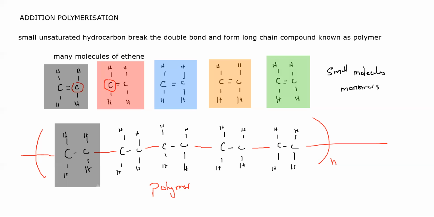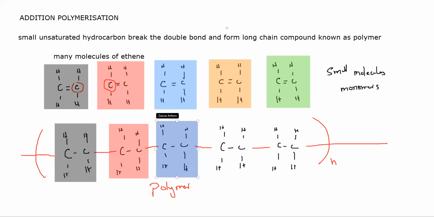This was the first molecule. This one is the second molecule. Then this one is the third molecule. Then the fourth molecule, and then the fifth. But this will happen and so on, and you can see all of them linked together as the double bond breaks. And when this long chain compound is formed, what do we call this long chain compound? We call it a polymer.